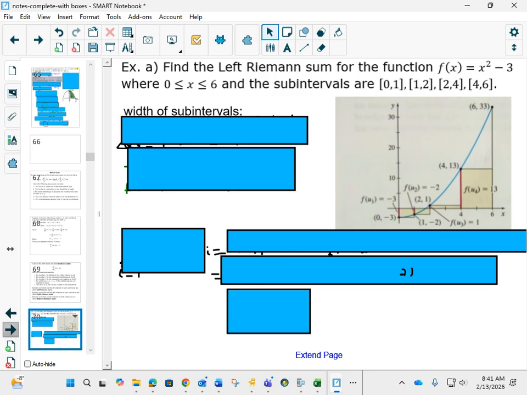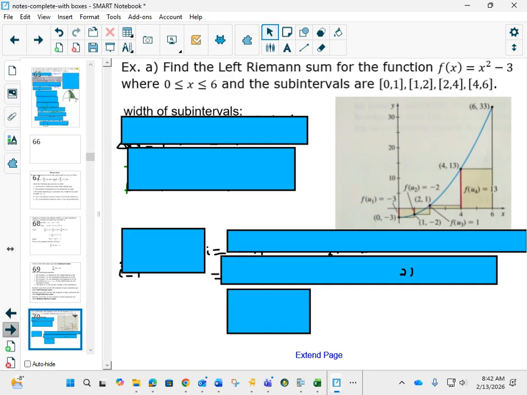So on the exam, these are more typical questions. It's very rare I've seen finding using only the lower points or the upper points, but they do like to ask questions with left Riemann sums, right Riemann sums, midpoint Riemann sums. So you've got a function here, x squared minus 3 from 0 to 6. They give you subintervals, which are not necessarily the same size.